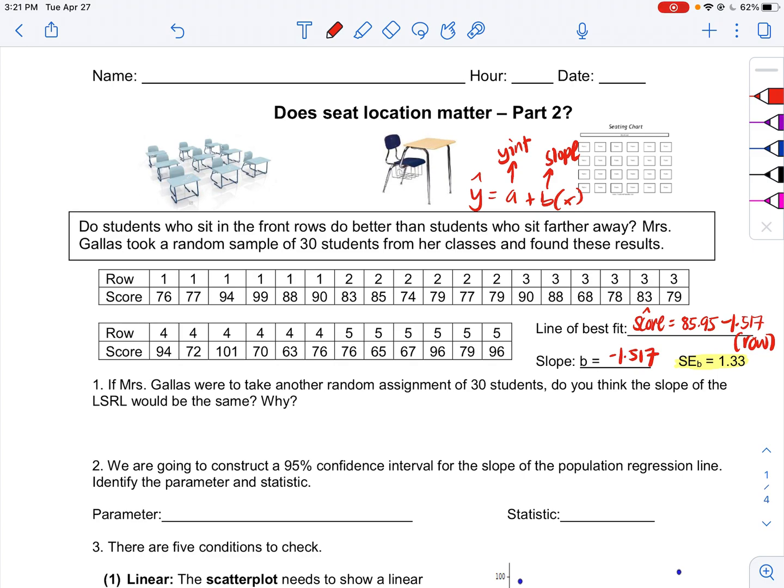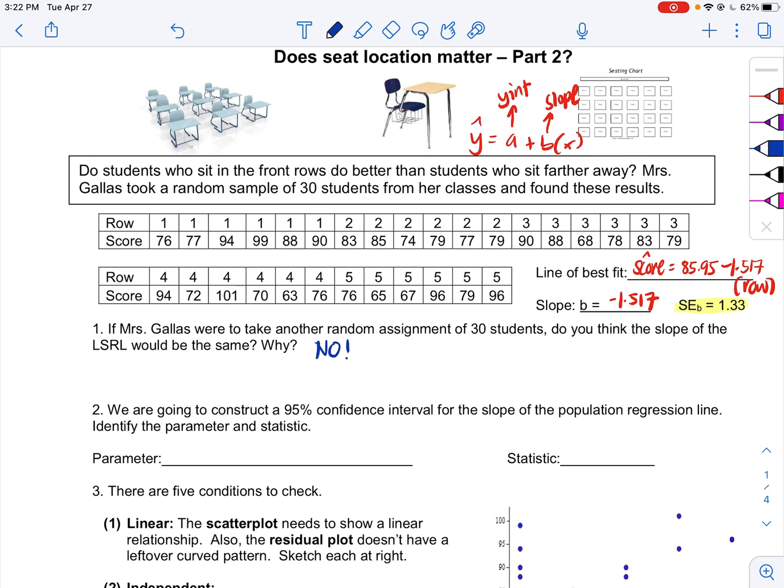So if Mrs. Gales were to take another random sample of 30 students, do you think the slope of the least squares regression line would be the same? Of course, it will be a no, right? Every random sample will give different results, with a new slope and a new least squares regression line. So that's a no, and I already said why.